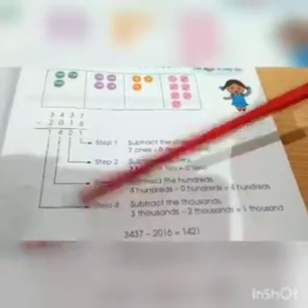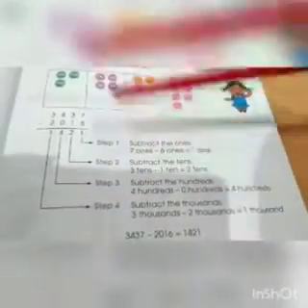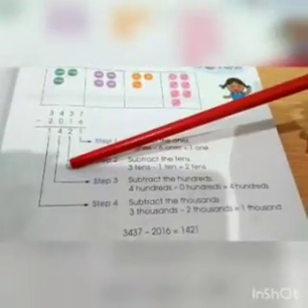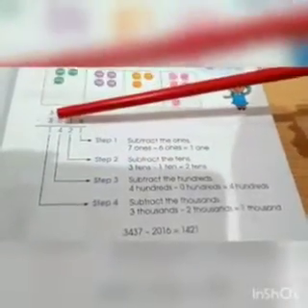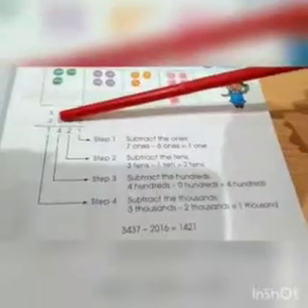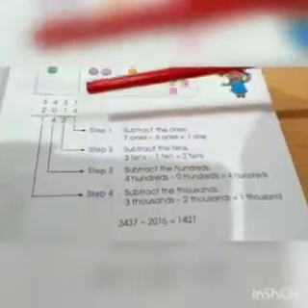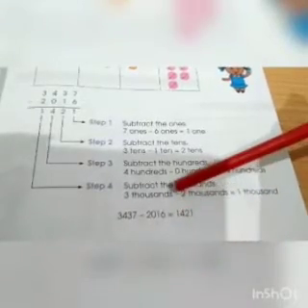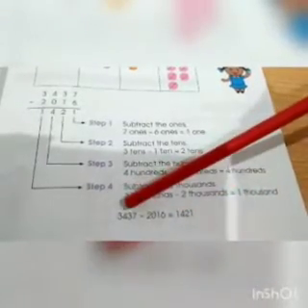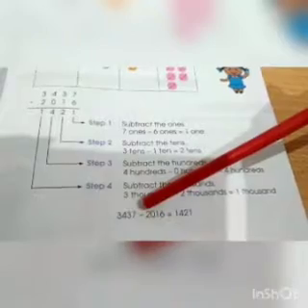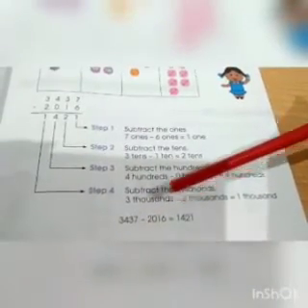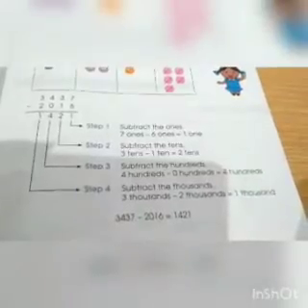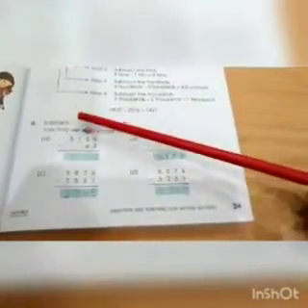In step 4, subtract the thousands. 3000 minus 2000 is equal to 1000. Okay, the answer is 1421. We get the answer. The difference between 3437 and 2016 is 1421. Question number 4, subtract.